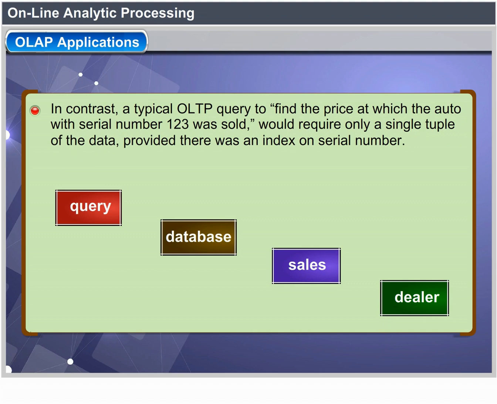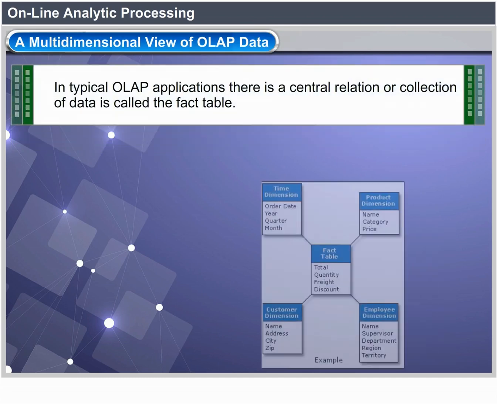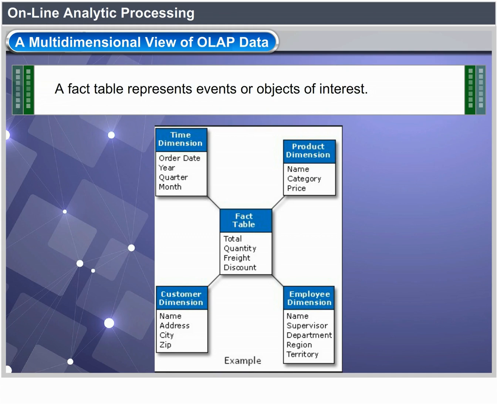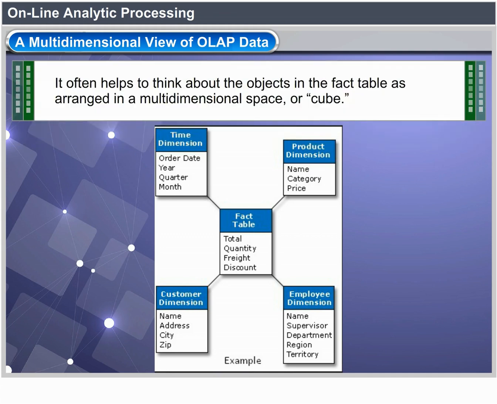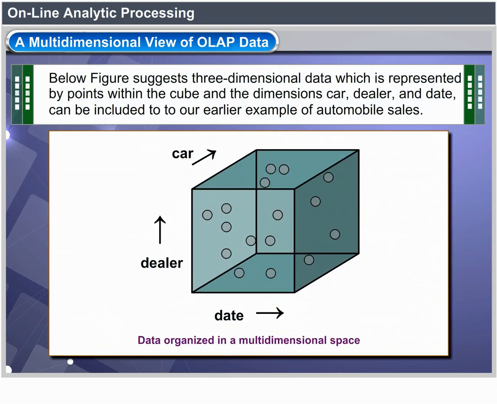A multi-dimensional view of OLAP data. In typical OLAP applications, there is a central relation or collection of data called the fact table. A fact table represents events or objects of interest. Often, it helps to think of the objects in the fact table as arranged in a multi-dimensional space or cube. The figure below suggests three-dimensional data represented by points within the cube. We have called the dimensions car, dealer, and date to correspond to our earlier example of automobile sales.